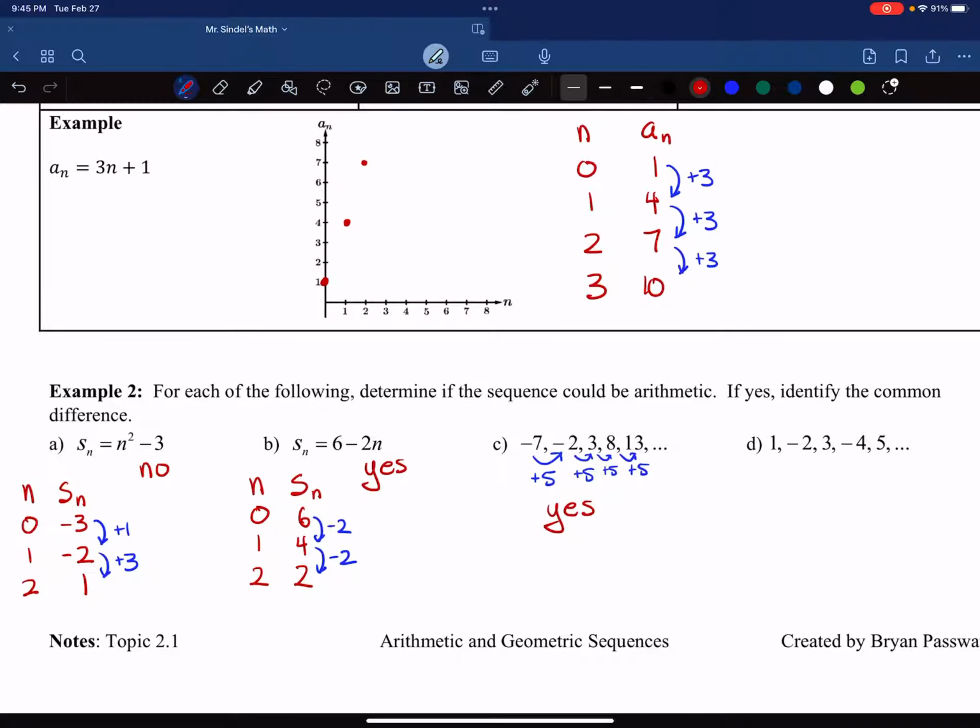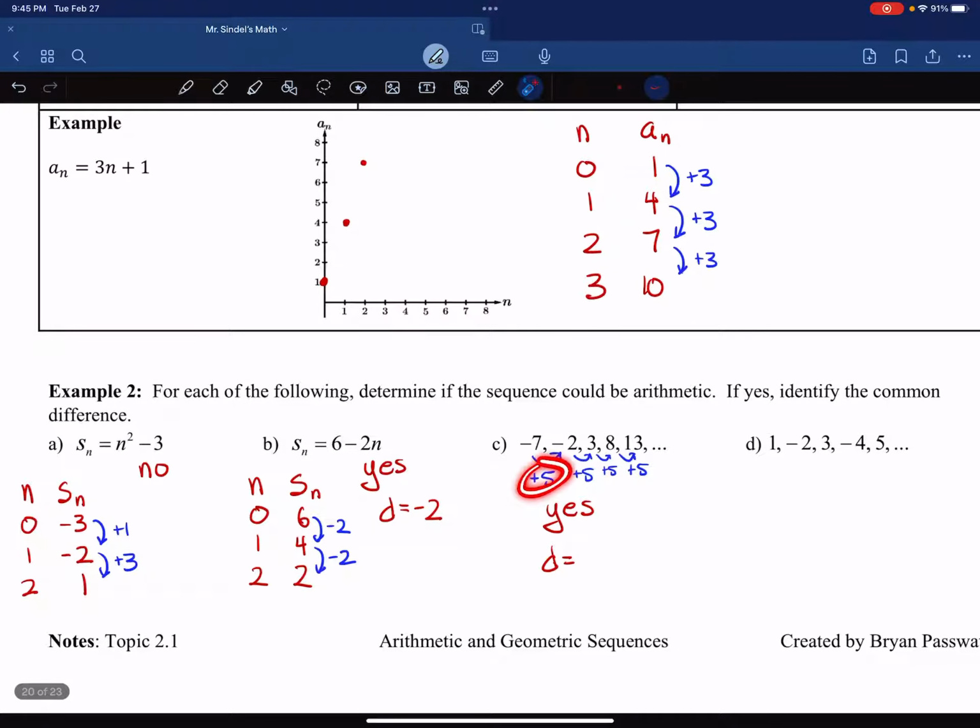I'm realizing that we didn't answer the second part, which is if it is yes, which this one was, then we need to identify the common difference, aka the variable d, right? We've been using d for common difference. The common difference is this number that we've identified over here, this -2. And then over here, the common difference, we have analyzed it over here. It is +5, so I can say it's just a +5.